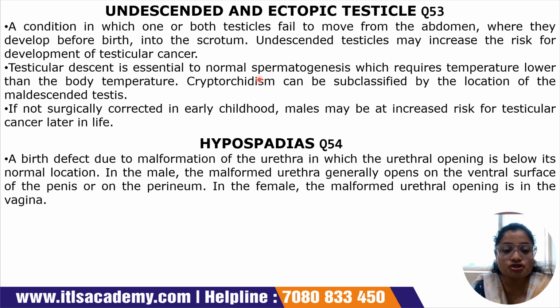Testicular descent is essential for normal spermatogenesis, meaning the process of formation of sperms, or rather semen, which requires a temperature lower than the body temperature. At least the temperature needs to be 2 degrees Celsius less than the normal body temperature of humans, that is 37 degrees Celsius. So cryptorchidism can be classified by the location of the maldescended testis.